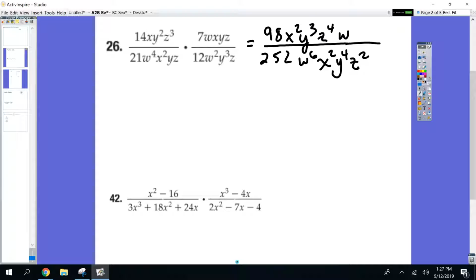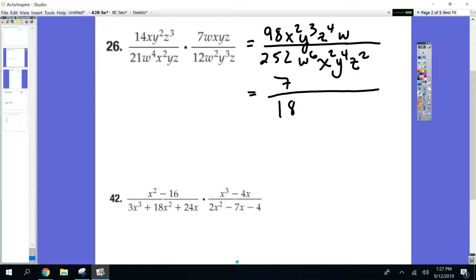I have shown you how to reduce on your calculator, correct? You hit your fraction template, so go ahead, get a fraction template up right now, and do 98 over 252 for me. What's it reduced down to? 7 over 18. Done. Now, that's the hard part, believe it or not, and your calculator does it.